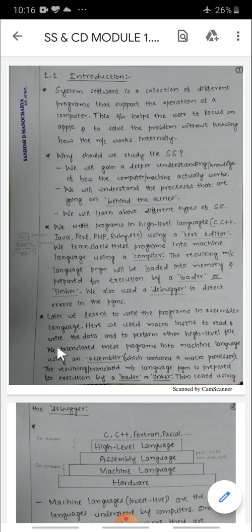Then we translated these assembly level language programs into machine level language using an assembler. So this assembler is also one best example for system software. This assembler contains a macro processor, and the resulting translated object code or machine language program is prepared for execution again by the loader or linker. These two are again examples for system software. Then that program is tested using the debugger. Again, the debugger is an example for system software.